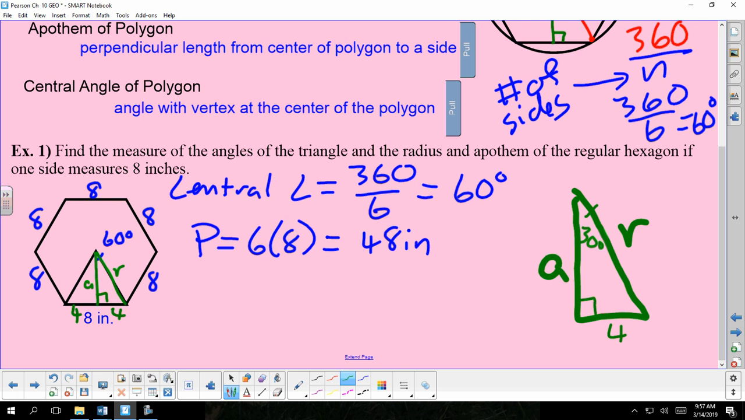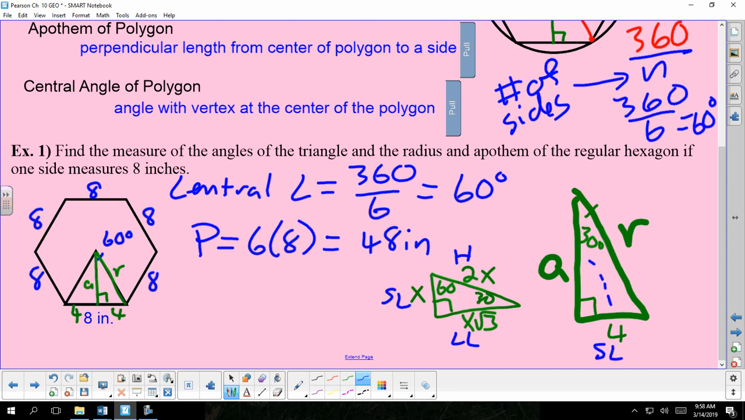So we hopefully can recognize this as our special right triangle. Remember our 30, 60, 90 triangles where we had x, 2x, and x square root 3. And we have to determine whether or not I have the short leg, hypotenuse, or long leg. In this case, across from the 30, this is my short leg. So to find the hypotenuse, I can double it. I end up with 4 square root 3.